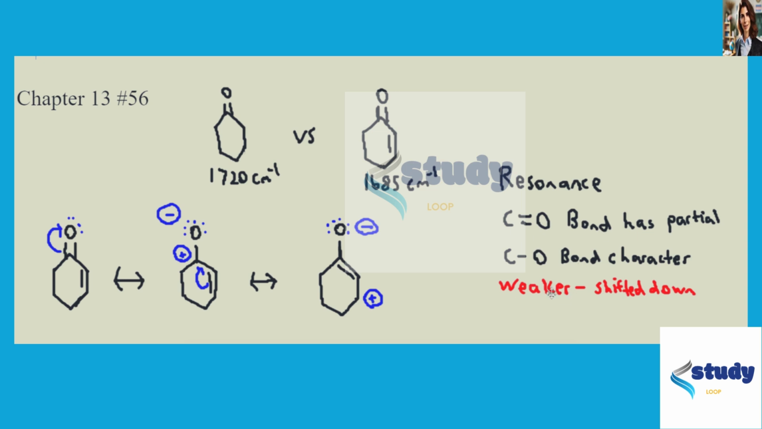And so because the bond is somewhat weaker, what we see is the energy that it absorbs from the IR when it's bombarded with infrared radiation. It doesn't vibrate as strongly as a typical CO double bond. And so the signal that we get from it, the peak, is shifted down, shifted to the right. And so that explains why it's somewhat lower than a typical ketone. And so that is the answer to number 56.